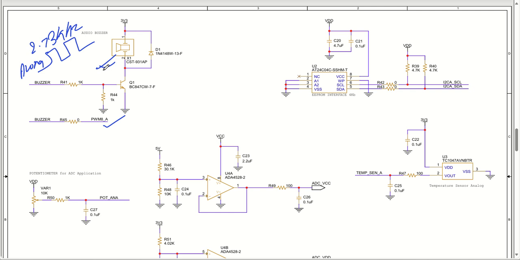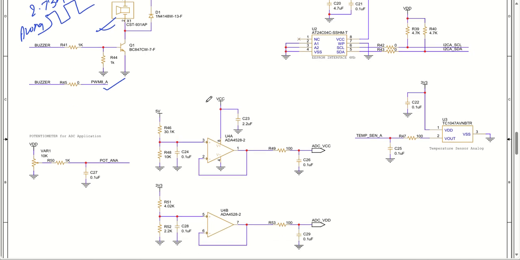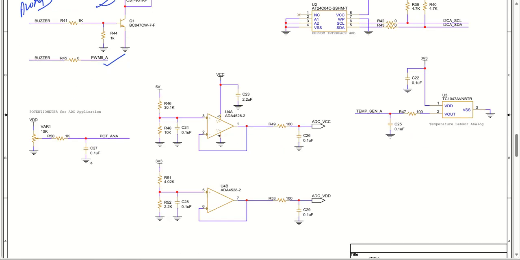This is very, very useful because you need to have some alarm for a faulty condition or other purposes. Then we have a potentiometer connected. By varying the knob, the potentiometer generates a different voltage level at this place, and after filtering we are sending it to my analog ADCs.